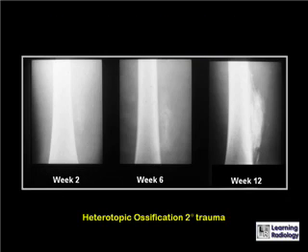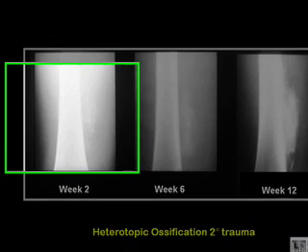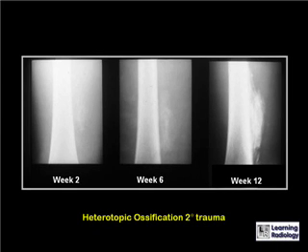This is an example of a patient who sustained trauma to the thigh 2 weeks before this first radiograph was obtained. On week 2, the soft tissues are normal in appearance. On week 6, we can begin to see a thin cloud or veil of calcification, and then on week 12, we see dense ossification, which parallels the long axis of the bone.